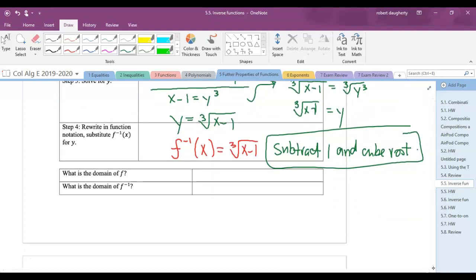Okay. So remember f of x. What do we say that was? It was x cubed plus 1. F inverse is, what did we say? It was the cube root of x minus 1.